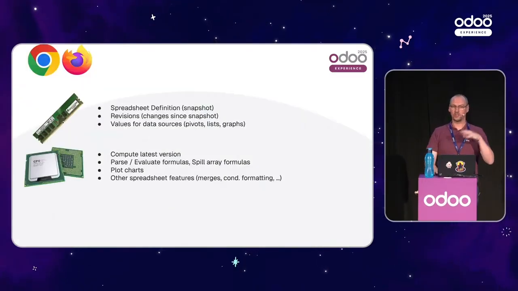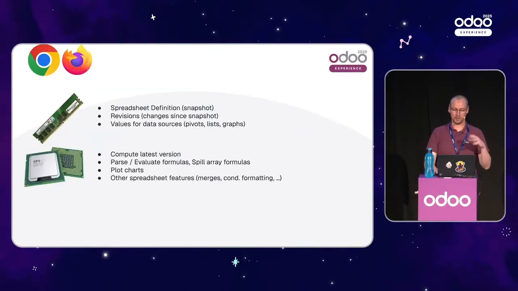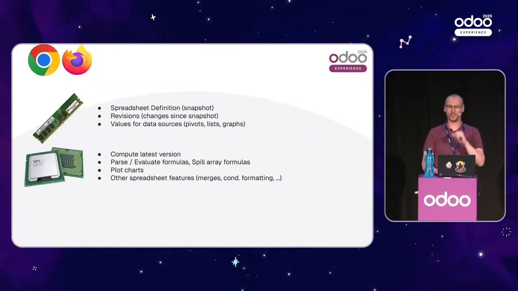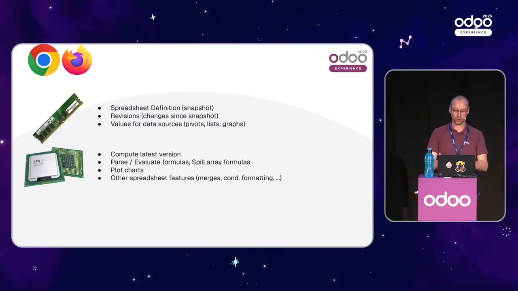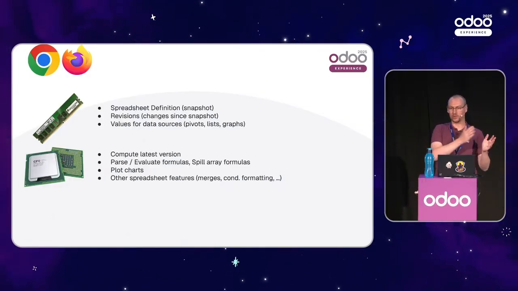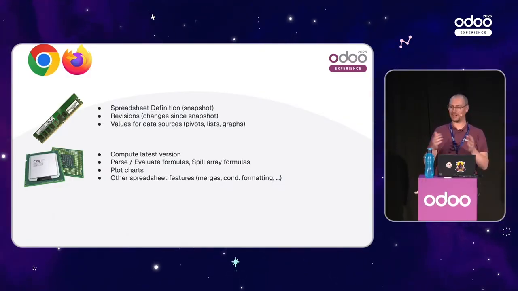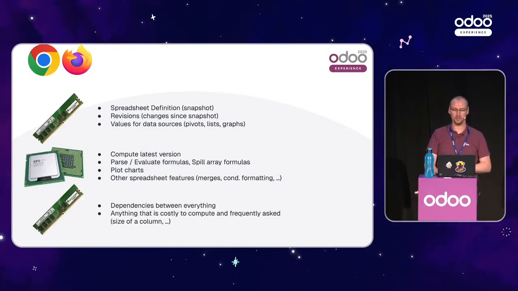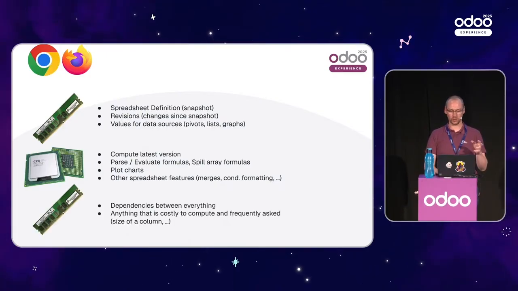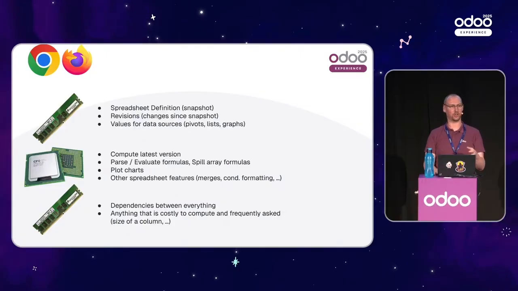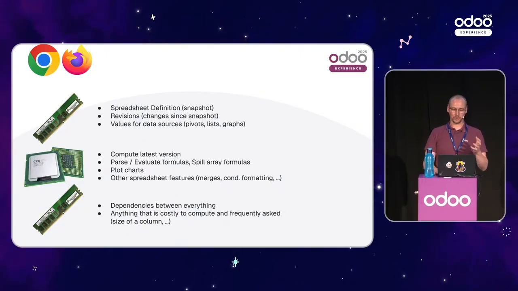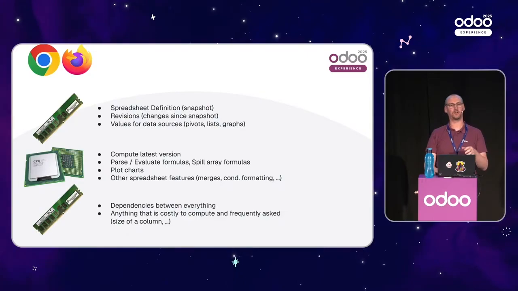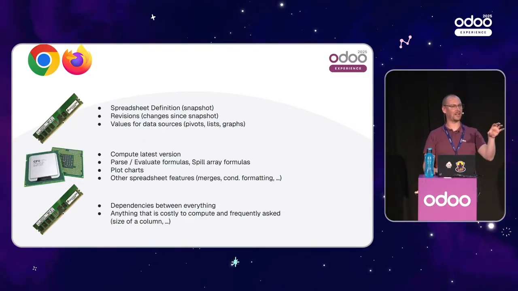So I said, the browser has a lot of things in memory. It has the definition, the revision, the data sources. It also does a lot of computation on your computer, in your browser. We need to catch up to get the latest version, parse and understand all the formulas, plot charts, and all those things. But I didn't talk about all the other things that a spreadsheet needs in order to run smoothly. One of the biggest things that we need in order to run things smoothly is keep track of the dependencies between one cell and another cell.